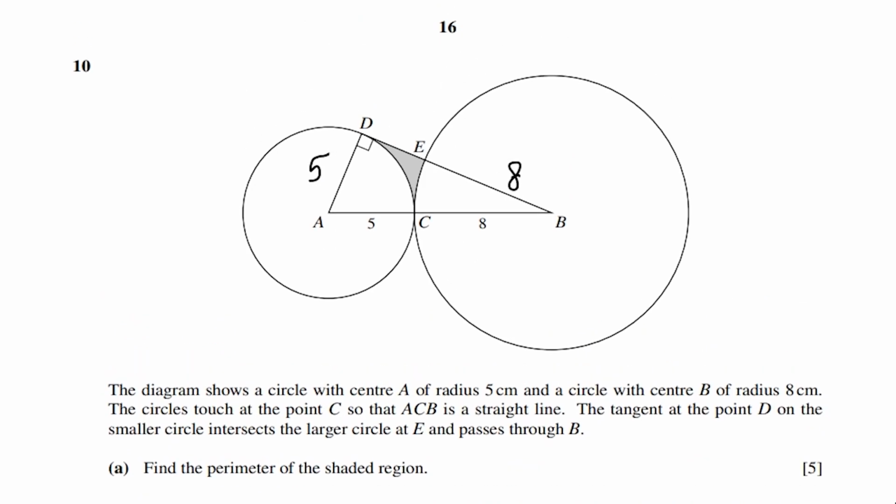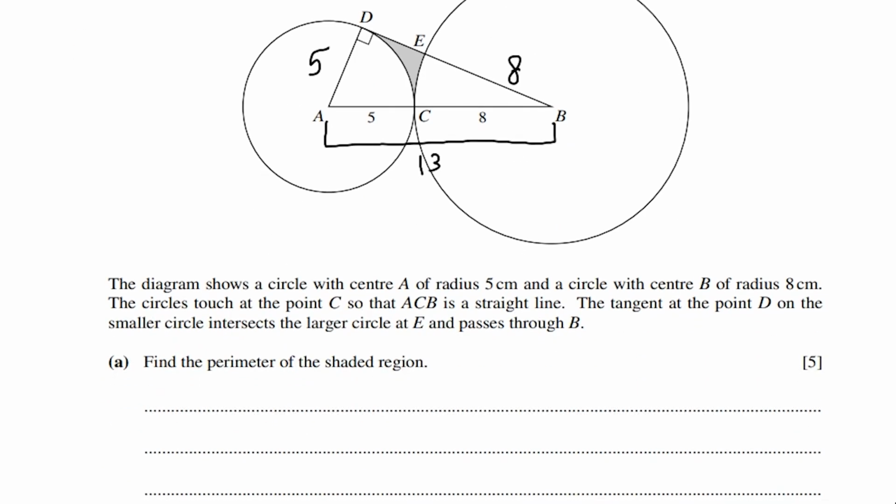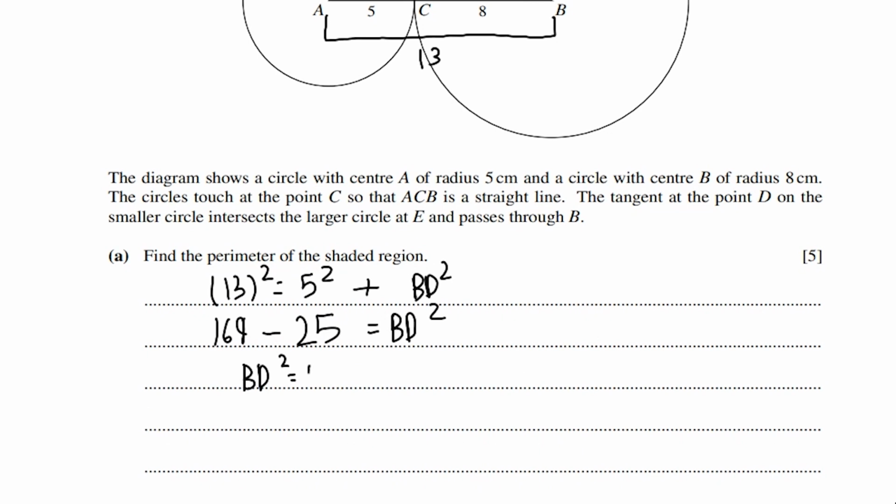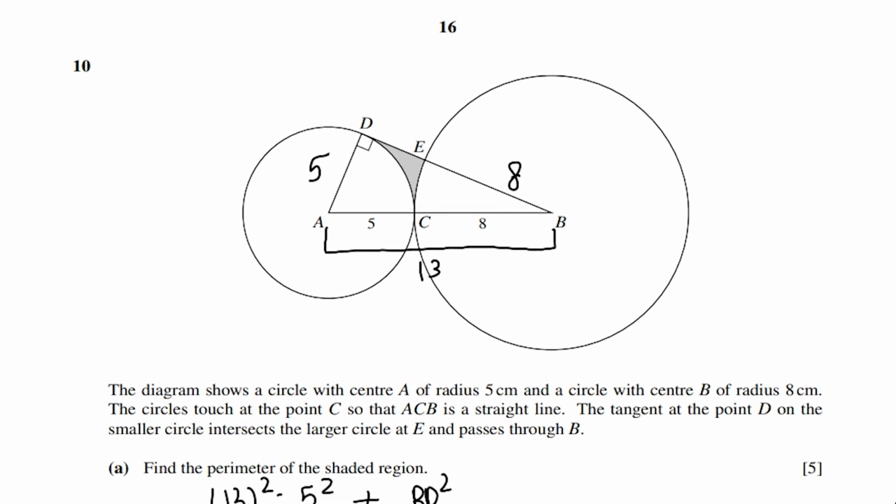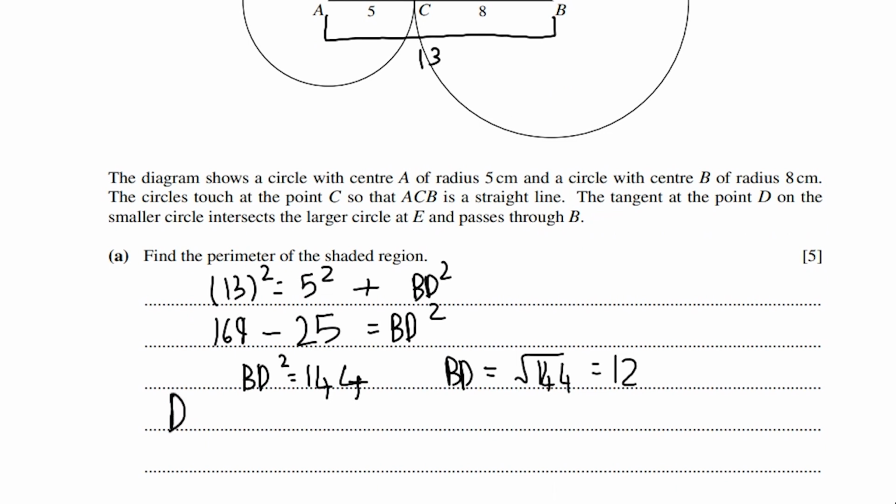We know that this length AB is equal to 13 and this DA is equal to 5. So 13 squared is equal to 5 squared plus BD squared, and 13 squared is 169. 169 minus 5 squared, which is 25, is equal to BD squared. Now BD squared is equal to 144, and if we take the square root of 144, then we'll get 12. So BD is equal to 12. If BD is equal to 12 and we subtract EB, which is 8, we'll get 4. So this means that DE is equal to 4. So one thing we know is DE is equal to 4.